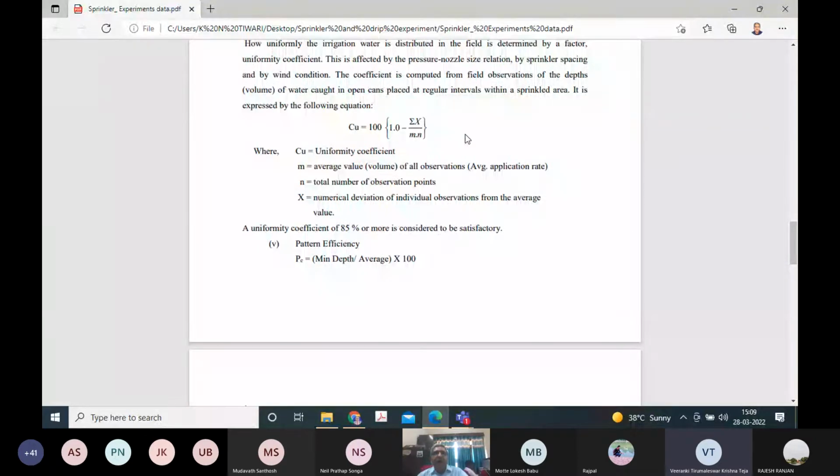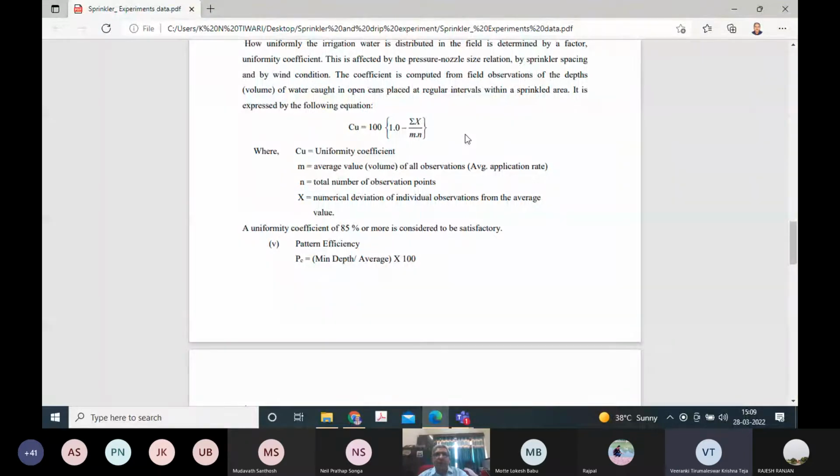Suppose there are, let us say, 20 cans in which the water is being collected, and for these 20 values you find the average value. From this mean value, you find the numerical deviation of x1 minus x bar. X bar is the mean. Like this, there will be 20 deviation values.